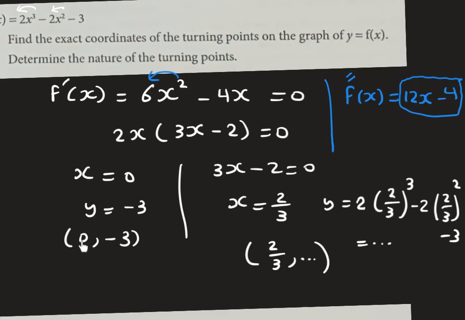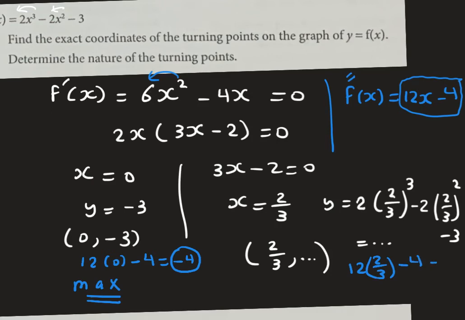For example, if we substitute x equals 0, this means 12 times 0, which is 0, minus 4, so negative 4. So negative, this point will be a maximum point. If we substitute 2 over 3, 12 times 2 over 3 minus 4. 12 times 2 over 3 equals 8. 8 minus 4 equals 4. So positive, so minimum point.